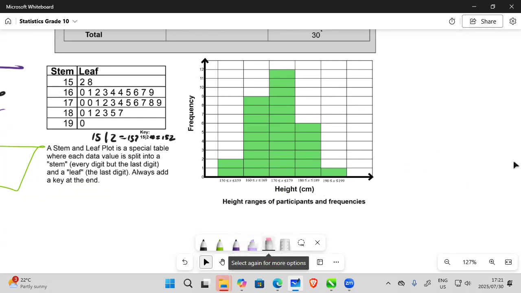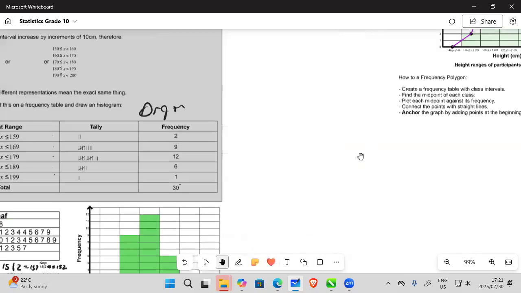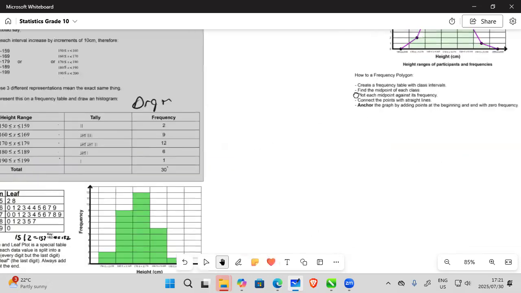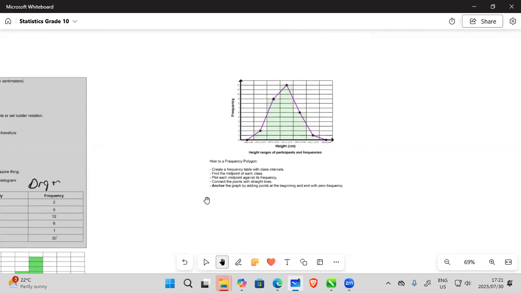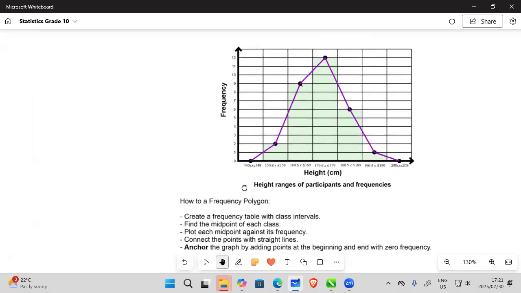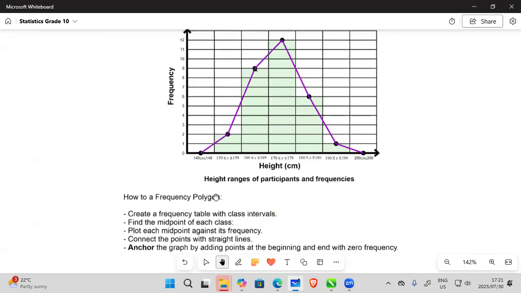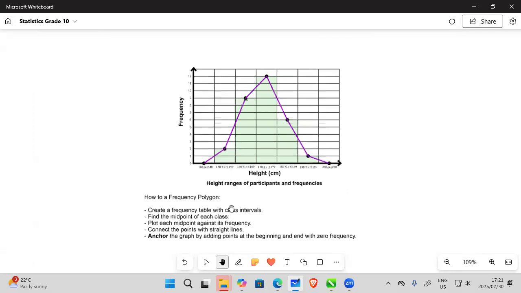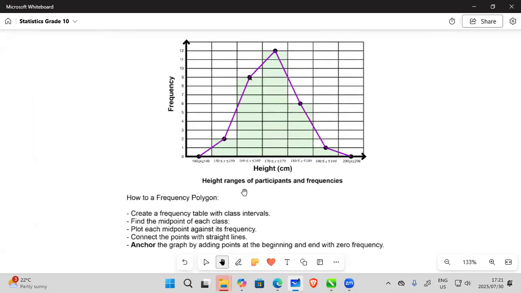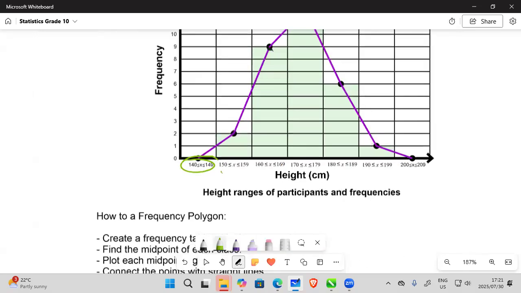So yes, that's that. And then lastly, frequency polygons, they tested this as well in one of the papers. How do you do it? Very, very simple. You follow everything that we did for the histogram. But now we're going to create an interval that comes before the first interval of your data set, and an interval that comes after the last interval of your data set.